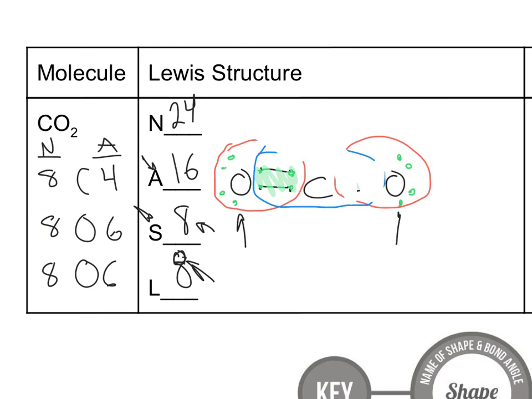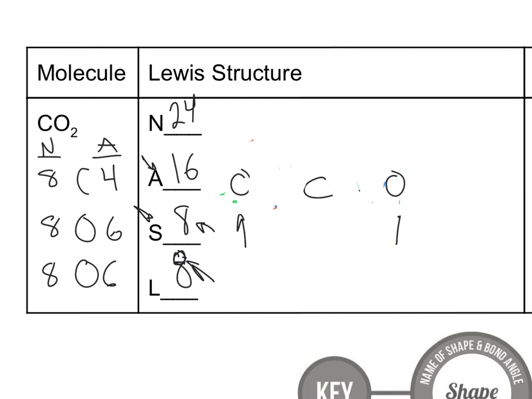Now I'm going to just clean this up really quickly and then take a look at the shape, how we figure out the shape, and then the polarity. So we're just going to replace the bonds that we had. Redraw this really quickly. So we had oxygen here, 2 bonds, and 4 unbonded electrons on each of the oxygens. Okay, so there's your Lewis structure.